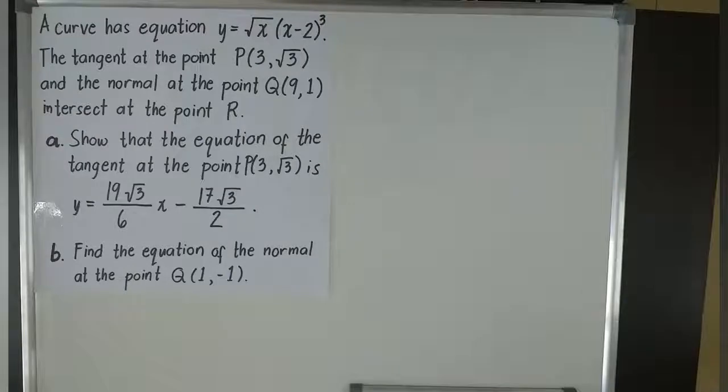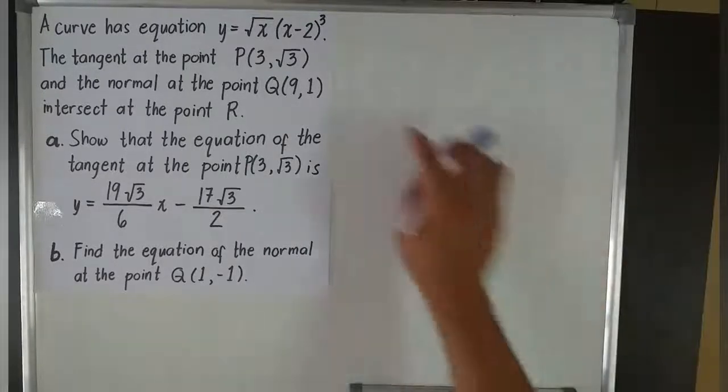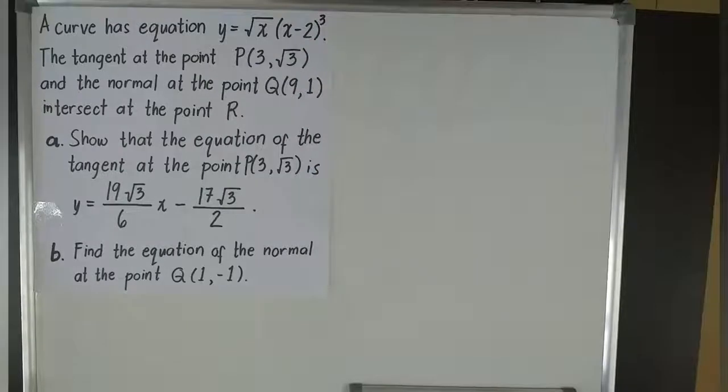Let's move on to the next example. I have told you a while ago I'll be giving 2 examples. It will be a little bit more complicated, but let's try to solve it. A curve has an equation of y equals square root of x times the quantity of x minus 2 to the power of 3.